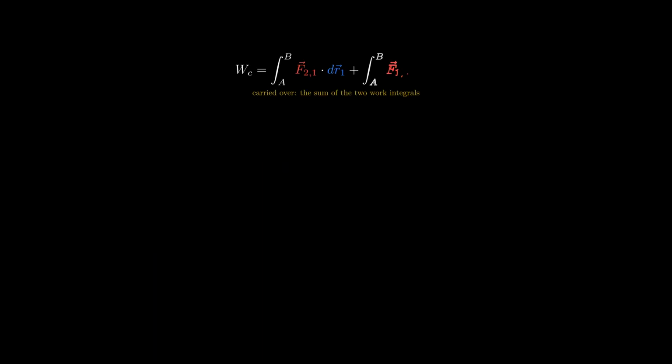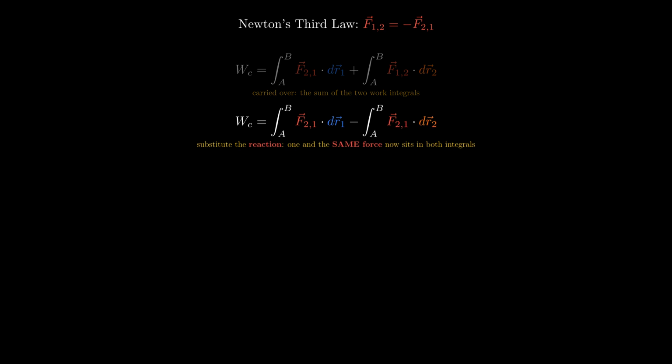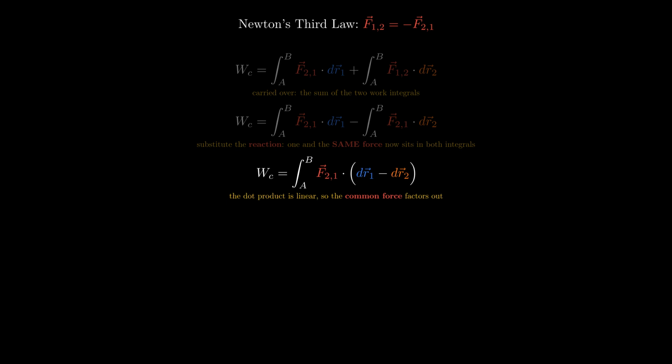Now Newton's third law does its work. Replace F12 with negative F21 in the second integral. The sum becomes the integral of F21 dotted with dr1 minus the integral of F21 dotted with dr2. The same force now appears in both integrals, dotted into two different displacements. The dot product is linear, so the two integrals merge into one: the integral of F21 dotted with the difference, dr1 minus dr2.